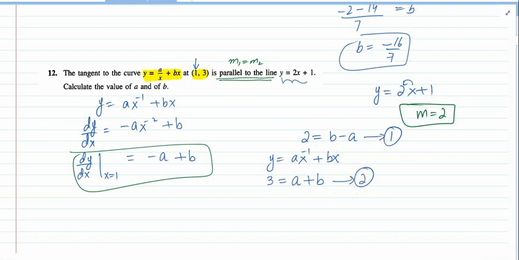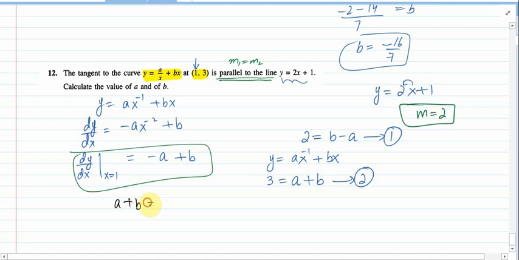Now you have two equations, you can solve them simultaneously. So I'm writing the first equation, a plus b equals 3, and the next one is minus a plus b equals 2. Simply, the sign is already negative, we need to add them. So 2b equals 3 plus 2, 5, and the value of b is 5 divided by 2.